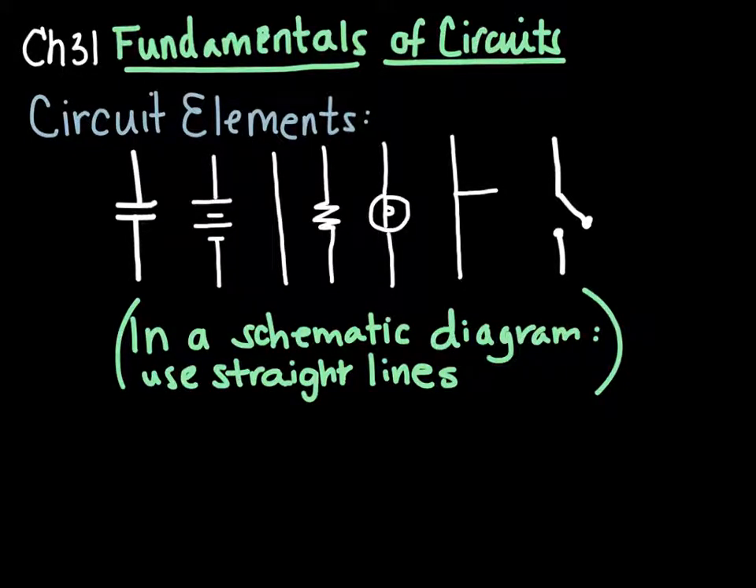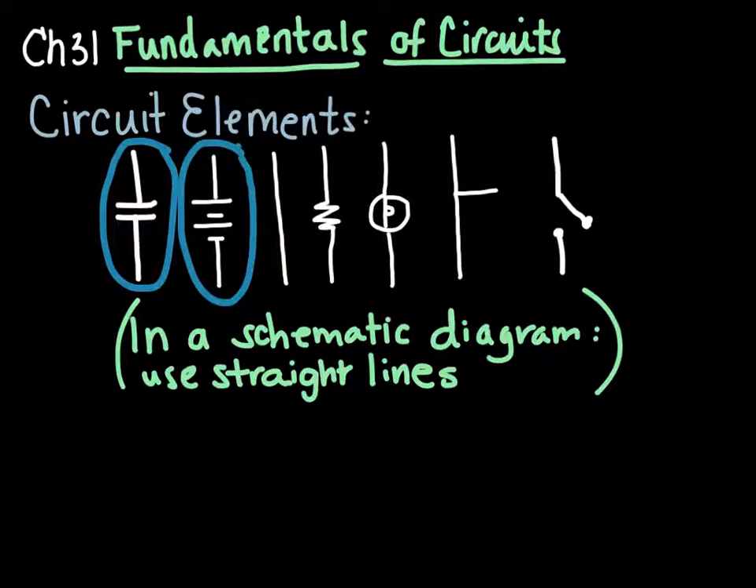So in chapter 31, we start with some basics of circuits. And from Regents Physics, you know that we use symbols in order to create these schematic diagrams. And some of the symbols are here. The first one we have is a capacitor, and in the drawing, both of the lines are equal in size. The next one we have is a battery. The longer line does represent the positive terminal and the shorter line the negative terminal.